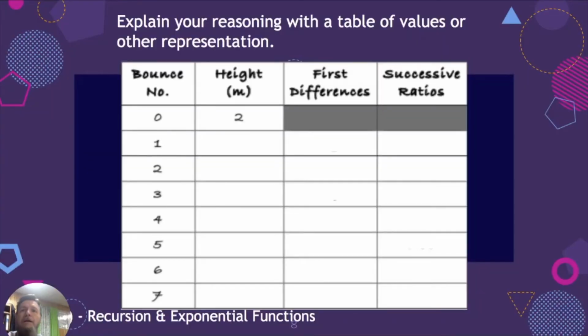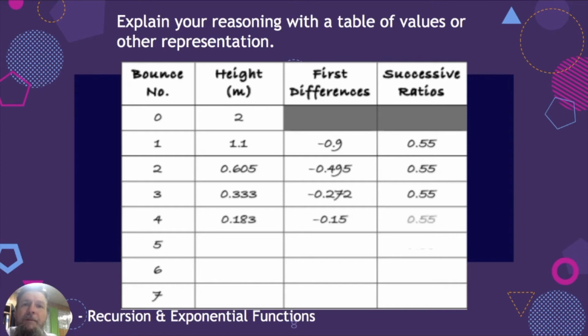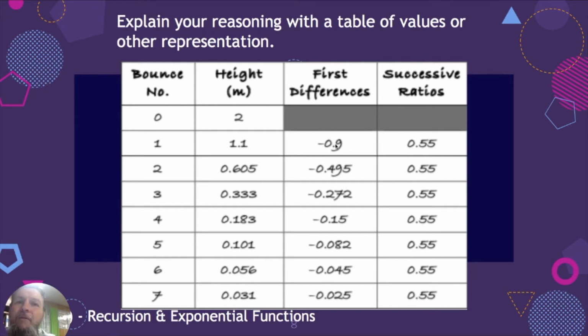All right. Let's look at this table of values, and we'll talk about the first differences and the successive ratios. So, first bounce, 1.1. A difference of minus 0.9. The ratio is 0.55. Next height, 0.605. Difference of minus 0.495. Ratio is still 0.55. Guess what? You see something about those first differences? They are nowhere near the same. In fact, those differences have the same ratio as the heights. This difference, 0.9, if you multiply by 0.55, you get 0.495.